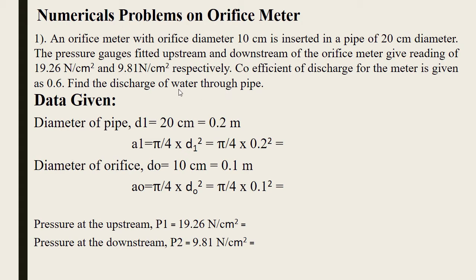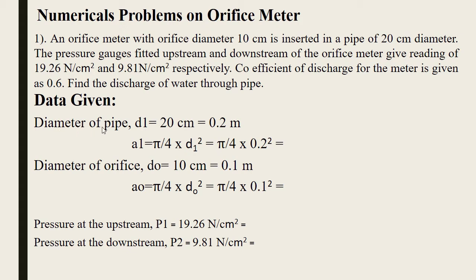So what is flowing inside the pipe is water. The fluid flowing inside the pipe is water, and the coefficient of discharge of the orifice meter is 0.6. Okay, this is all about the data he has given, right? So I'll make sure the further calculation takes place.